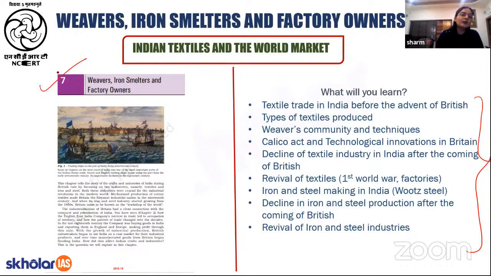As I've already told you, this is the 7th chapter of your NCERT class 8, and the chapter's name is Weavers, Iron Smelters, and Factory Owners. Now, the name itself is telling you a lot about this chapter. In this particular chapter, students, we are going to talk about 2 industries, the weaving industry and the iron and steel industry. And then we are going to understand how gradually these weaving and iron and steel industries developed in our country, and as a part of that, factories came up.